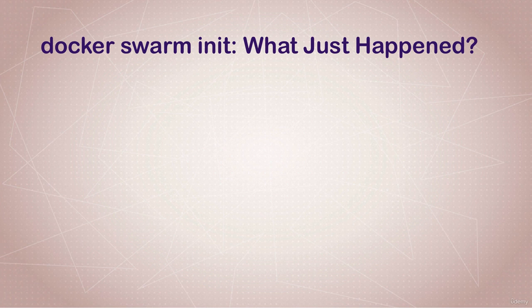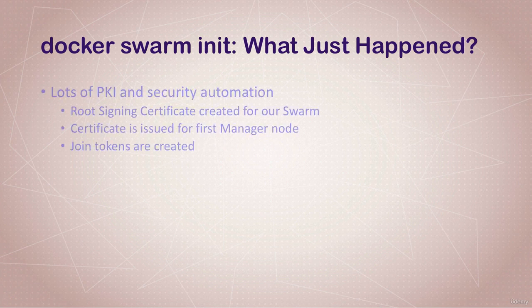So, I mean, what just happened? Like, we typed one command and magic. It wasn't actually any magic. It was a lot of very quick and efficient things in the Go programming of Docker. But essentially, right out of the box, it does a bunch of PKI and security stuff. So it creates a root certificate for the swarm that it will use to establish trust and sign certificates for all nodes and all managers. And it will create a special certificate for this first manager node because it's a manager versus a worker. And then it creates these tokens that we can actually use on other nodes to join this swarm.